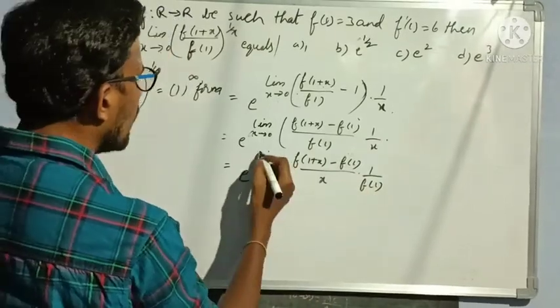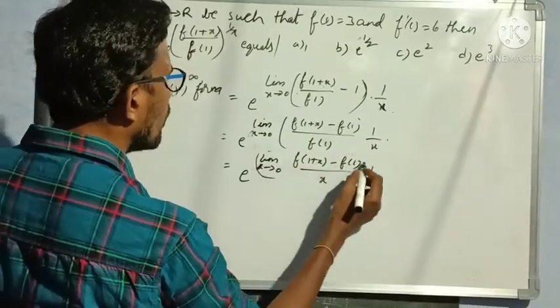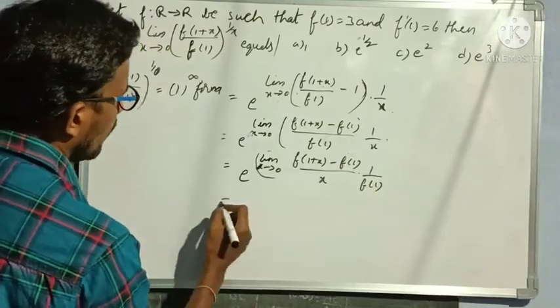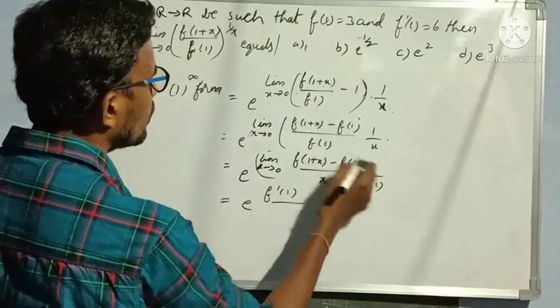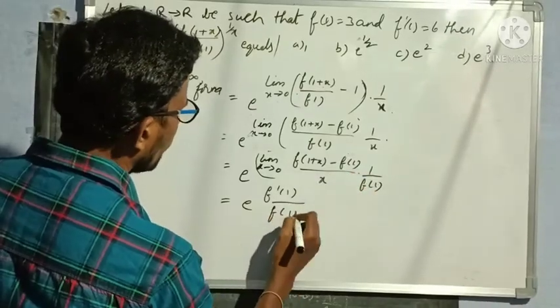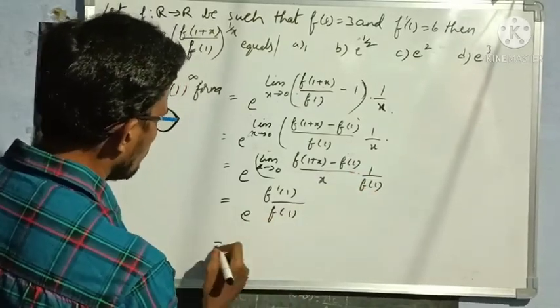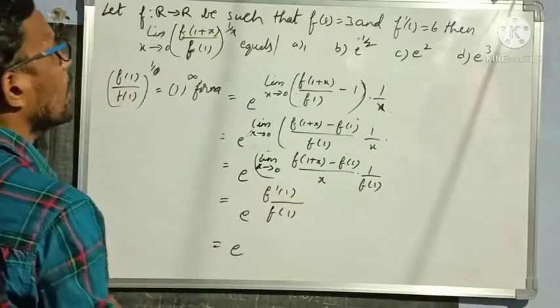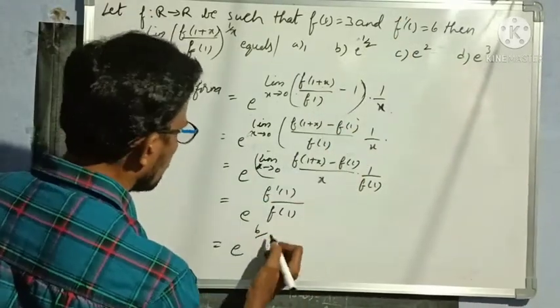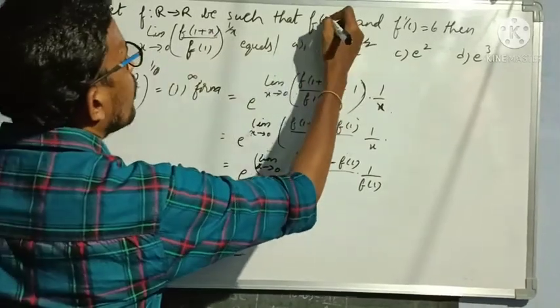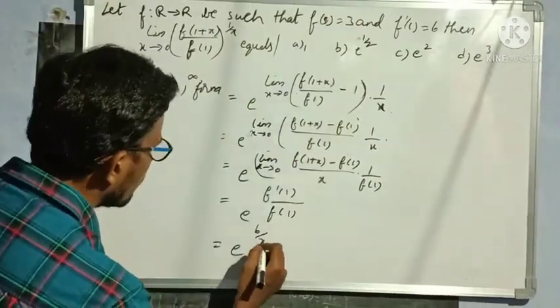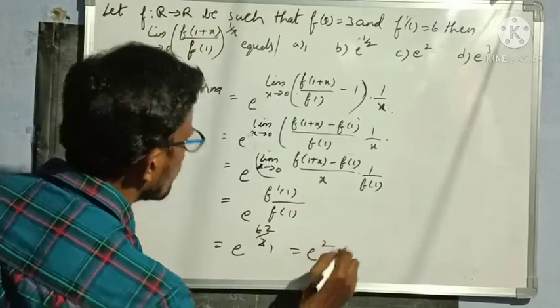So now what is the value of limit x tends to 0 f of 1 plus x minus f of 1 by x? That is f dash 1, correct? So this becomes e power f dash 1 value is 6 by f of 1 value is 3. Okay, f of 1 value is 3. 3 ones, 3 twos. So answer is e square.